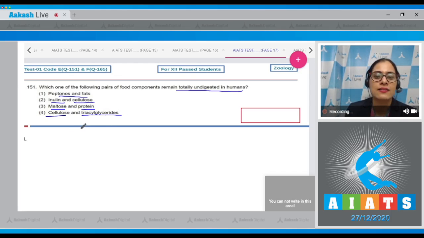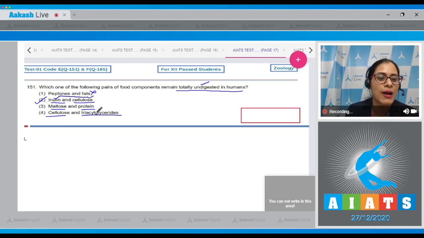The correct answer to this question is option number 2, inulin and cellulose. They remain totally undigested in humans. The very first option, peptones and fats, is incorrect because proteoses and peptones, which are partially hydrolyzed proteins in the chyme, reach the intestine and are acted upon by the proteolytic enzymes of pancreatic juice.